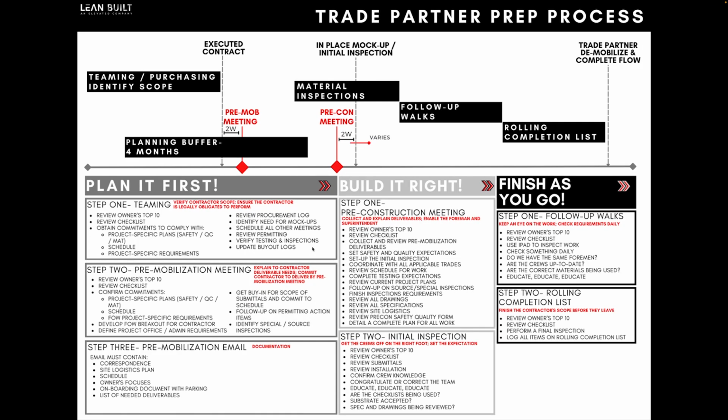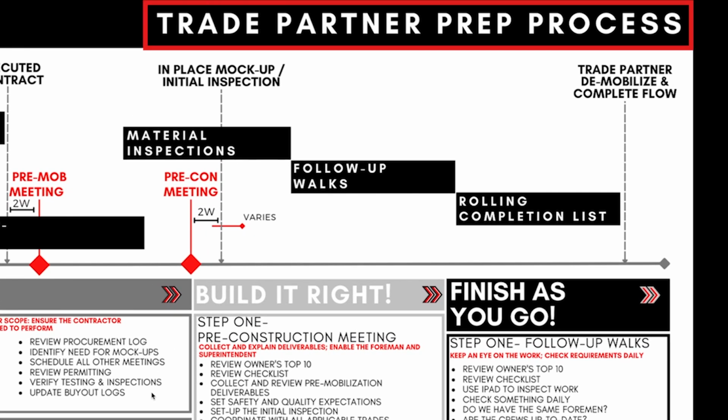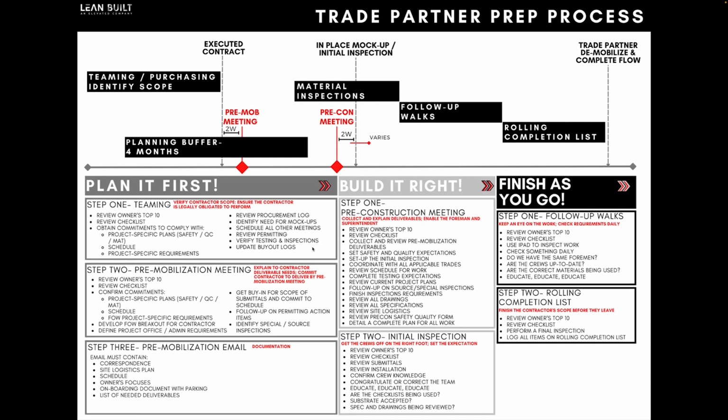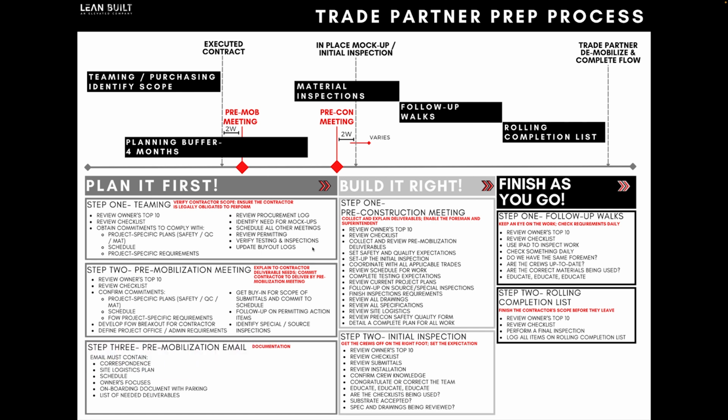Okay, everybody, I'm excited to show you my screen here. One of the things that I want to start out with is the trade partner preparation process. If you work for Hensel Phelps, this is called the 6-step process. Some people call this the quality process. Whatever you call it, it's crucial for your project. And so this is an outline that I like to use.